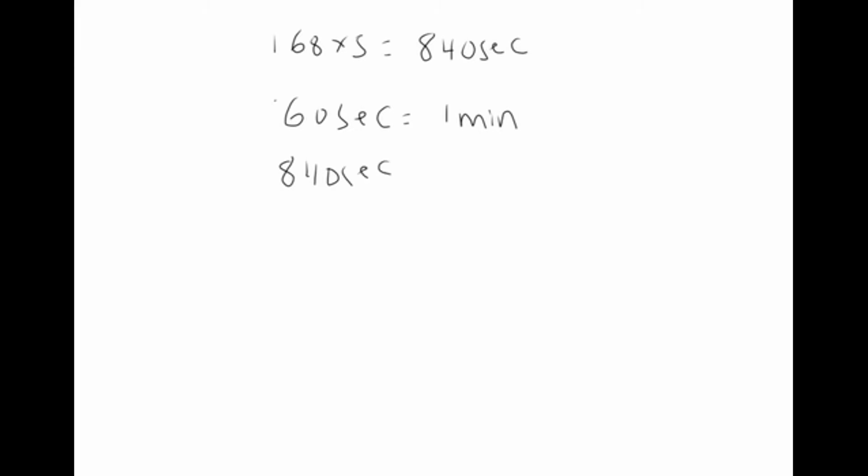Therefore, we have 168 multiplied by 5. It will give us 840 seconds. So the watch gains 840 seconds. Then convert these seconds into minutes. We know that 60 seconds is equivalent to 1 minute. Therefore, 840 seconds will be equivalent to, we can cross multiply.